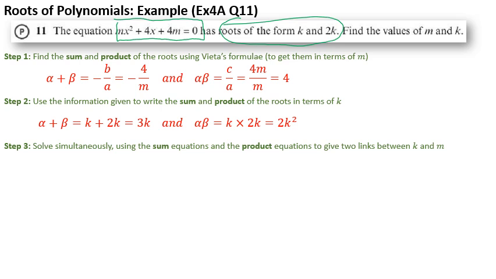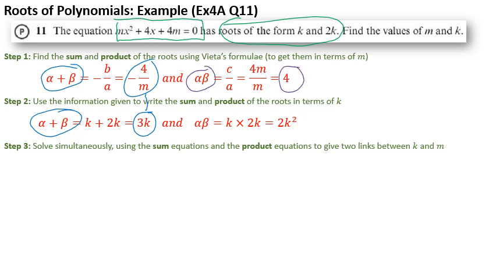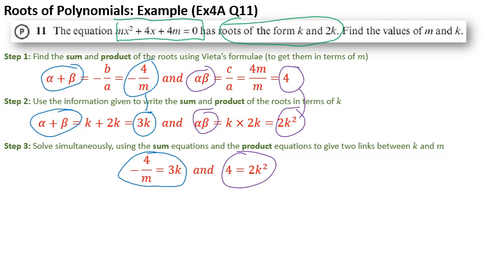So that's nice and simple as well once we recognize what to do. And the third step, we link these together. So we've already said that the sum of the roots is minus 4 over m. And now we've said the sum of the roots is 3k. So these two must be the same. And similarly, if the product of the roots is 4, and the product of the roots is 2k squared, then 4 is 2k squared. We can create for ourselves an equation for each of those results that we've noticed. And then we can solve.